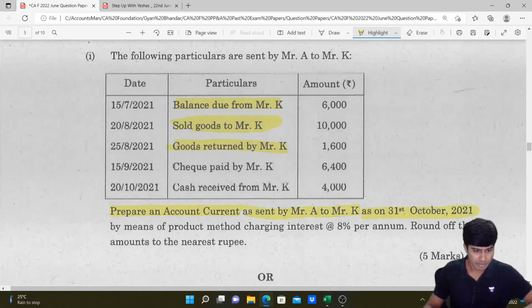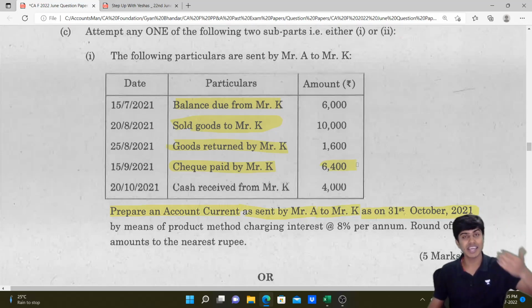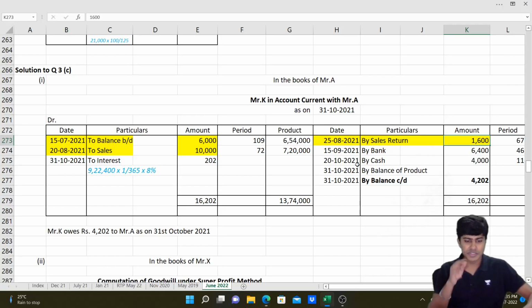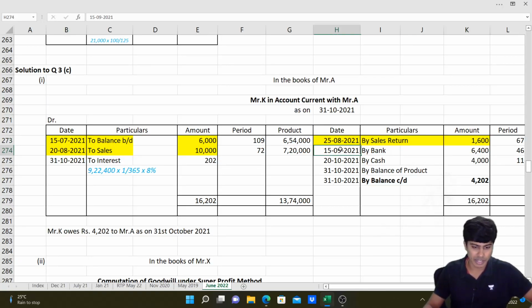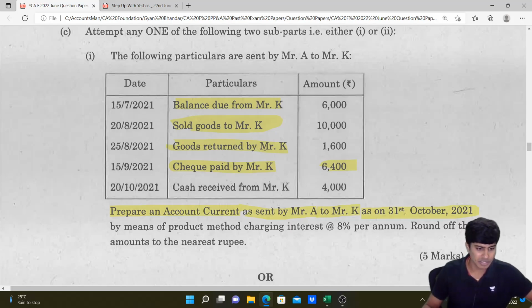Then what do we have? Check paid by Mr. K 6400. So Mr. K has given us a check. We have received the check. So we'll write bank account debit to K. This is like K account. So here I'll write by bank 6400. Got it?